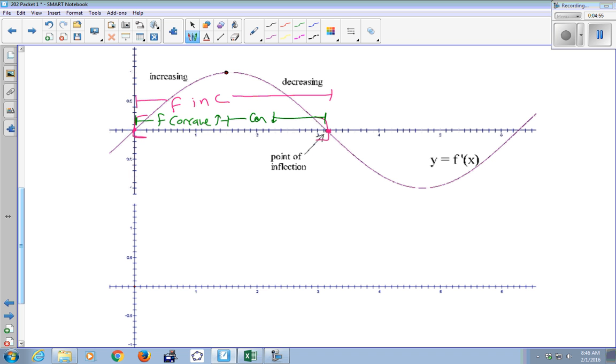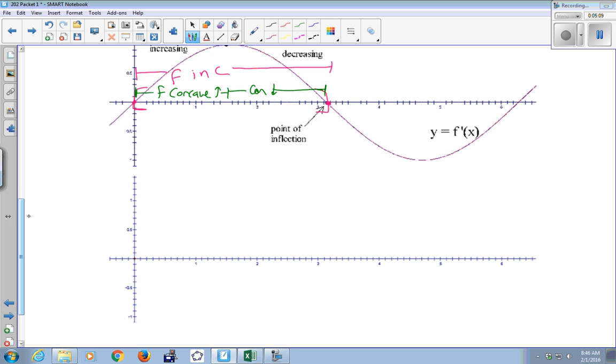So when I try to sketch my antiderivative, from 0 to pi, I have to be increasing all the time, but half of it is concave up, and then the rest is concave down. Okay. All right, where do I start? What's my value of f at 0?